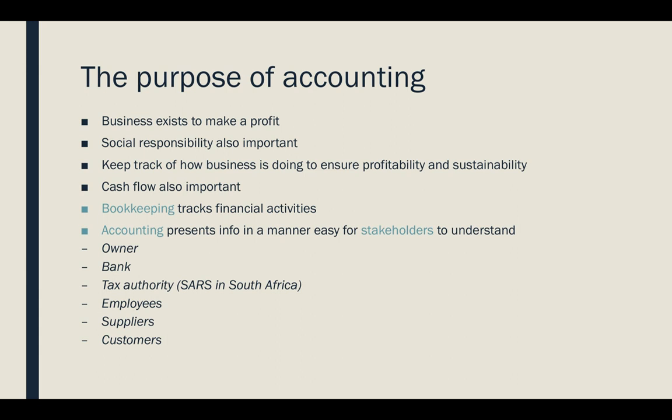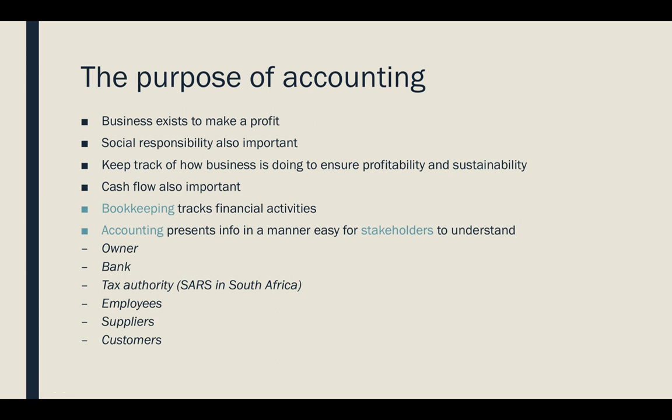Accounting, however, takes it a little step further and presents this information in a manner that is easy to understand for everybody who might be interested in the success or failure of the business. All of these people who have some interest in the business for whatever reason are known as stakeholders because they have a stake in the business. Obviously, the owner has an interest because they've invested their money and want to make a profit. A bank who's loaned money to the business would be interested to see if the money could be repaid.